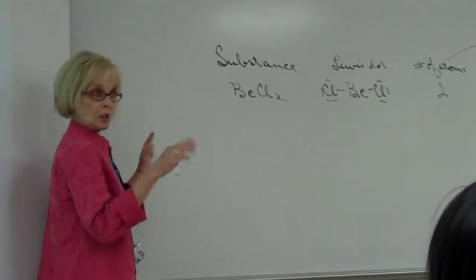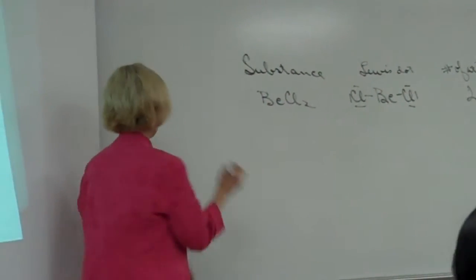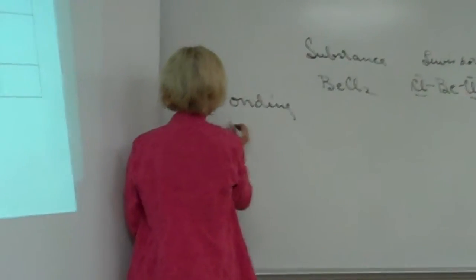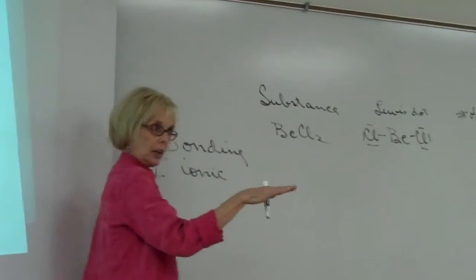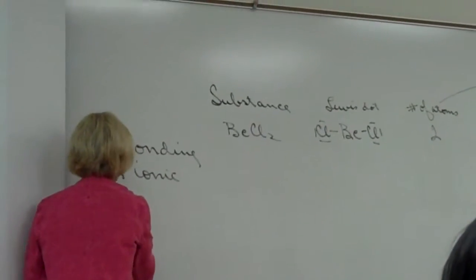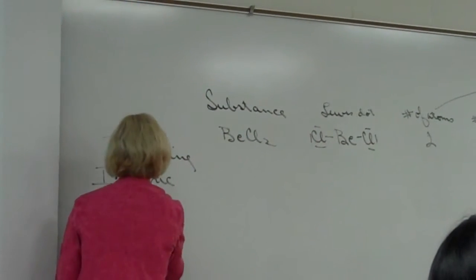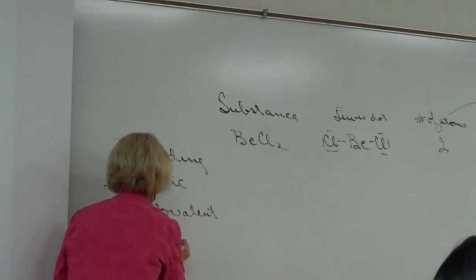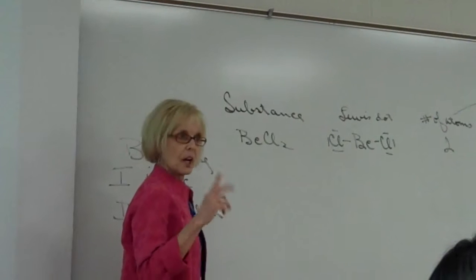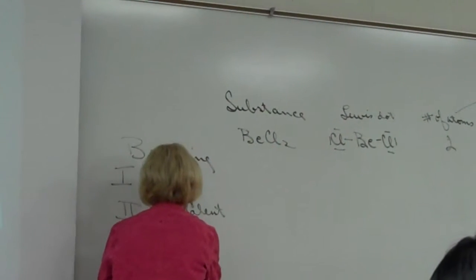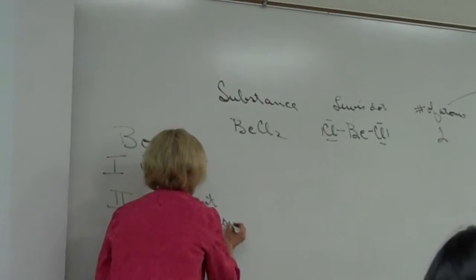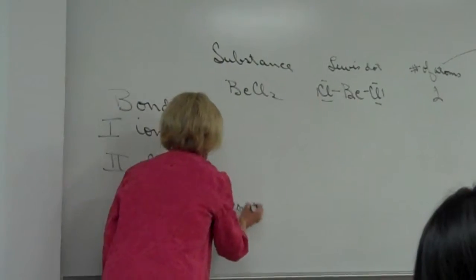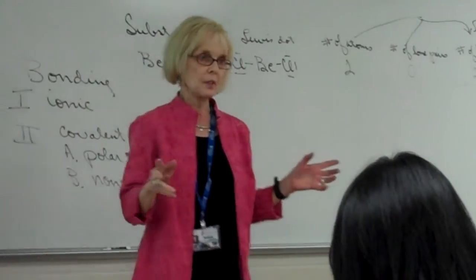Remember when you started chapter 7, we talked about types of bonding. And we had two major types. Ionic, where we had a complete transfer of electrons. And what was that second one called? Covalent. Okay, now, this is sharing. There's actually two ways to share, and there's something called polar covalent and nonpolar covalent.